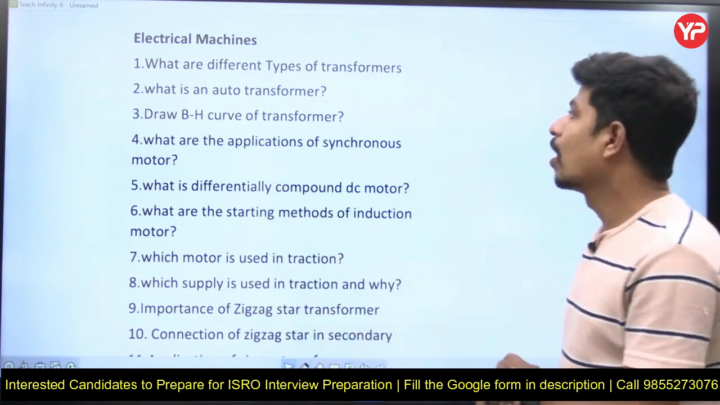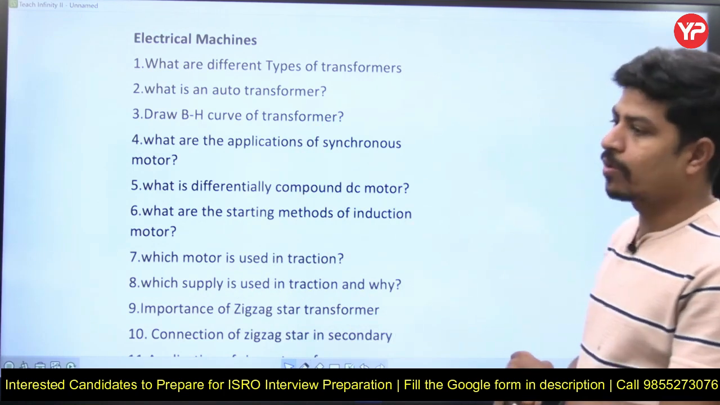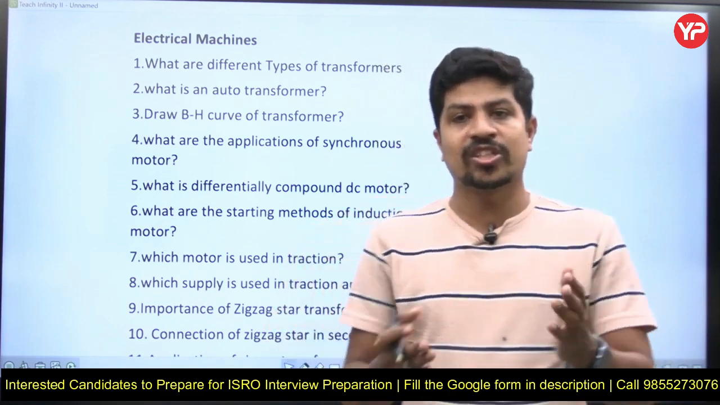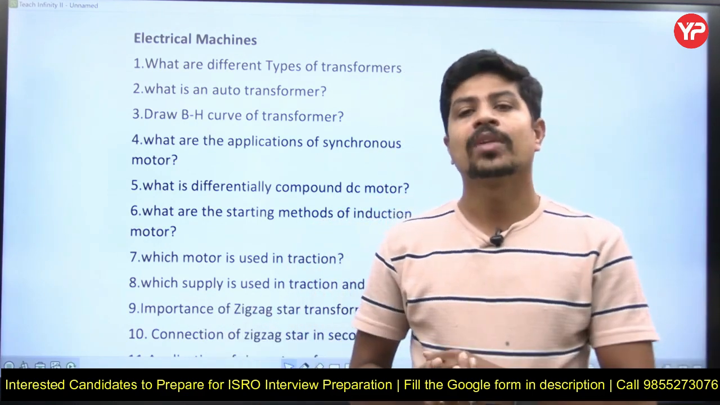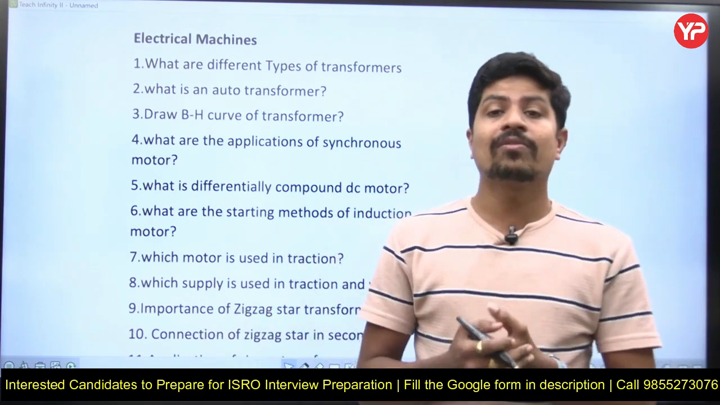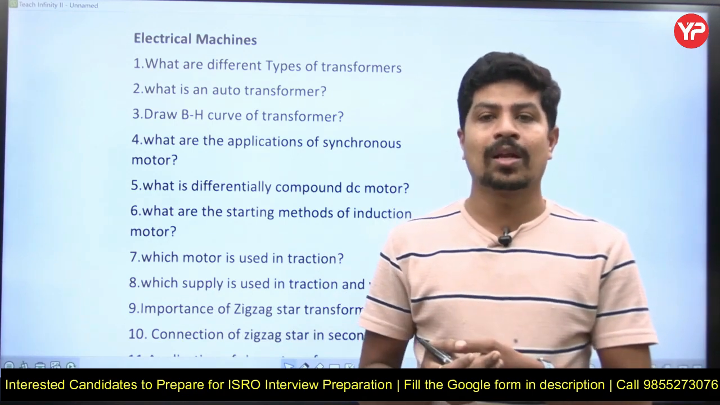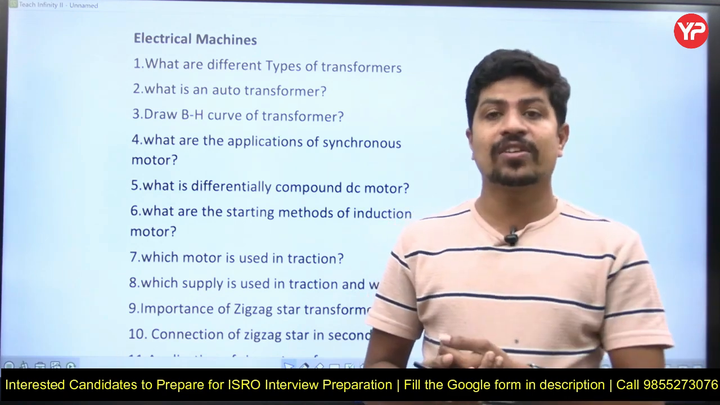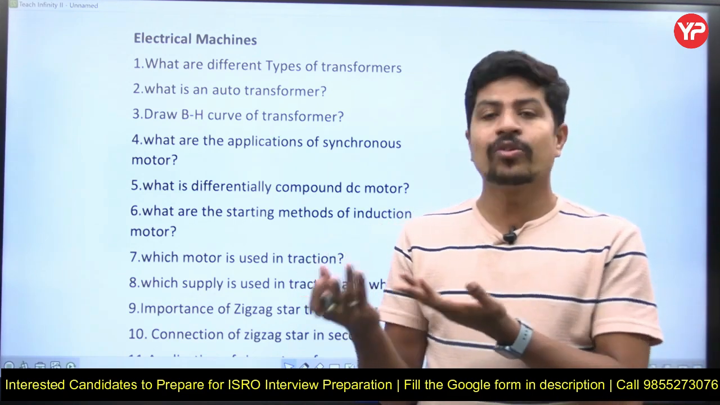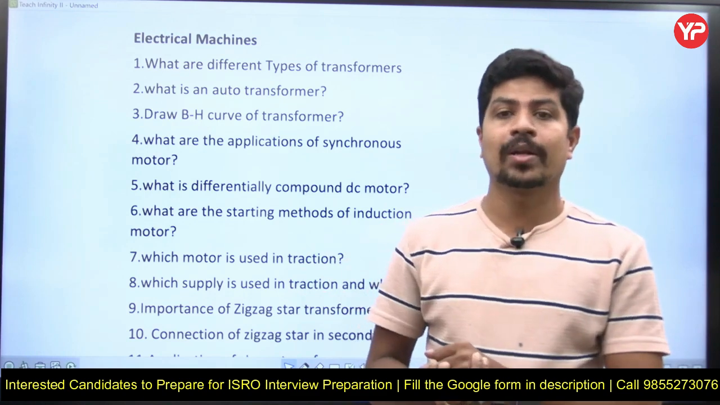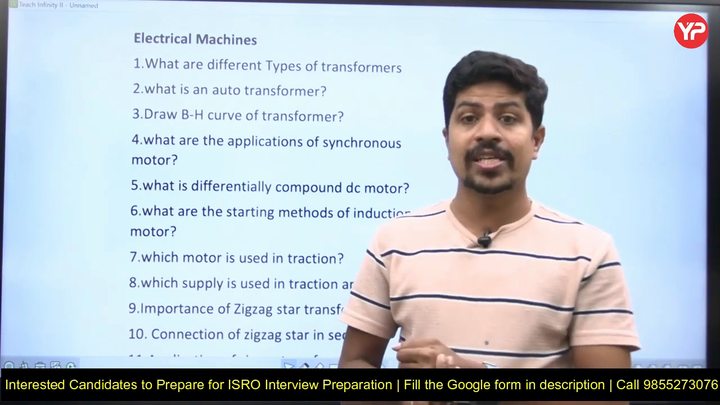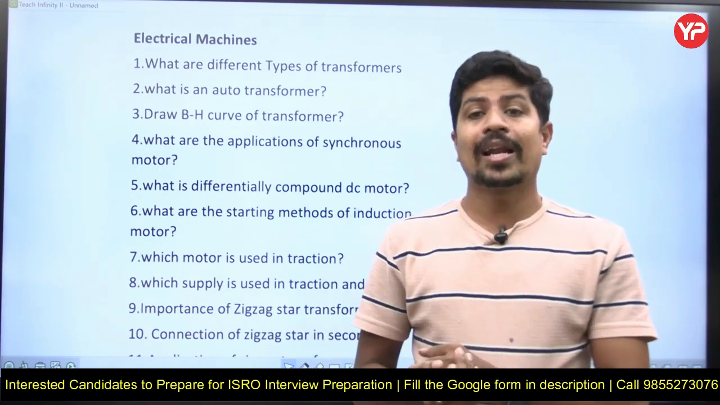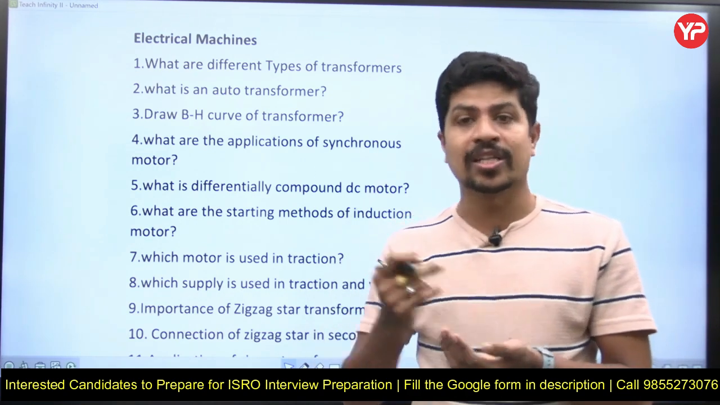The very first question is: what are the different types of transformer? This question is subjective. Depending on the construction, the classification will be core type and shell type. Another way of classification is normal two winding transformer and auto transformer. Another way of classification is power transformer and distribution transformer. Another way of classification is normal transformer and pulse transformer. And another way of classification is normal transformer and isolation transformer.